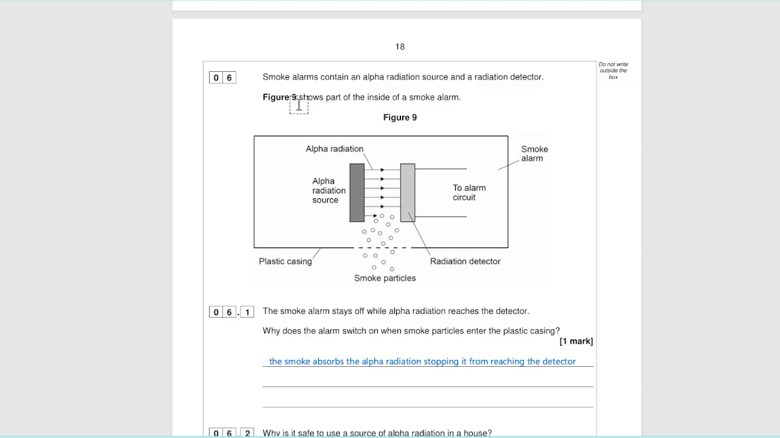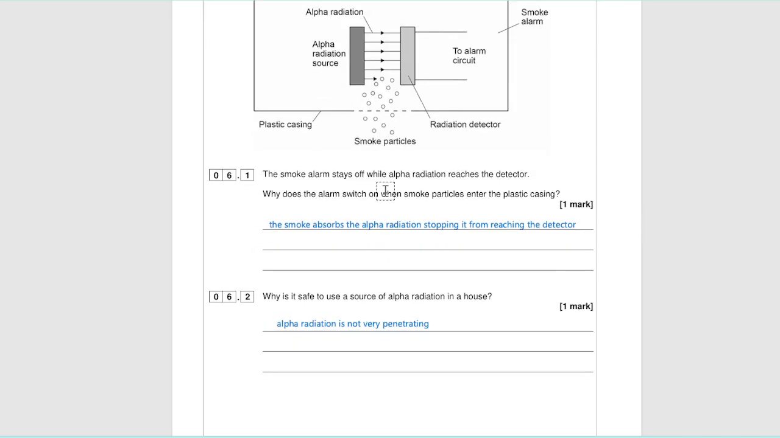And how it works is that when the smoke particles enter the plastic casing, they absorb the alpha radiation, stopping it from reaching the detector. And when it doesn't reach the detector, the fire alarm goes off. And then we're asked, why is it safe to use a source of alpha radiation in a house? It's not very penetrating, and it has a very short range in air, so it's not actually going to be able to reach you. And if it does reach you, it's going to be very negligible.